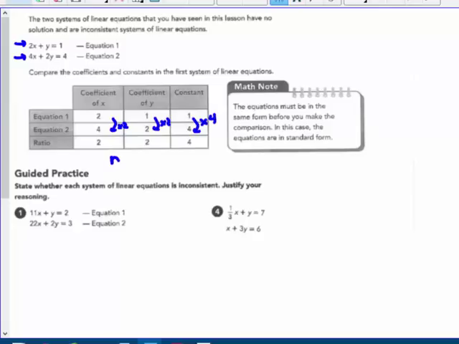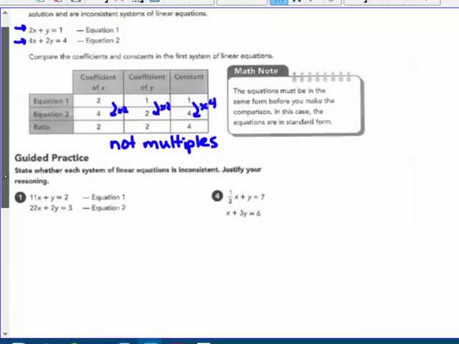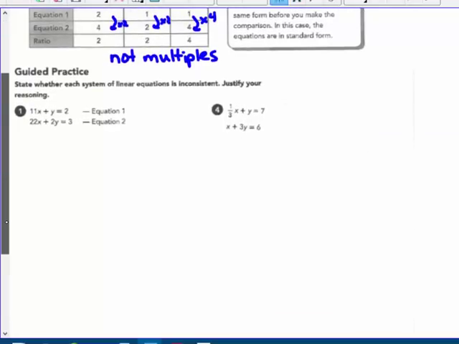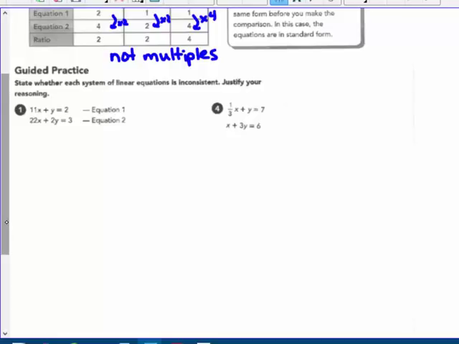Because they're not multiples of each other, it will give you an inconsistent system of equations. There's going to be no solution. So let's see if we can look at the coefficients and try to make the equations look the same.